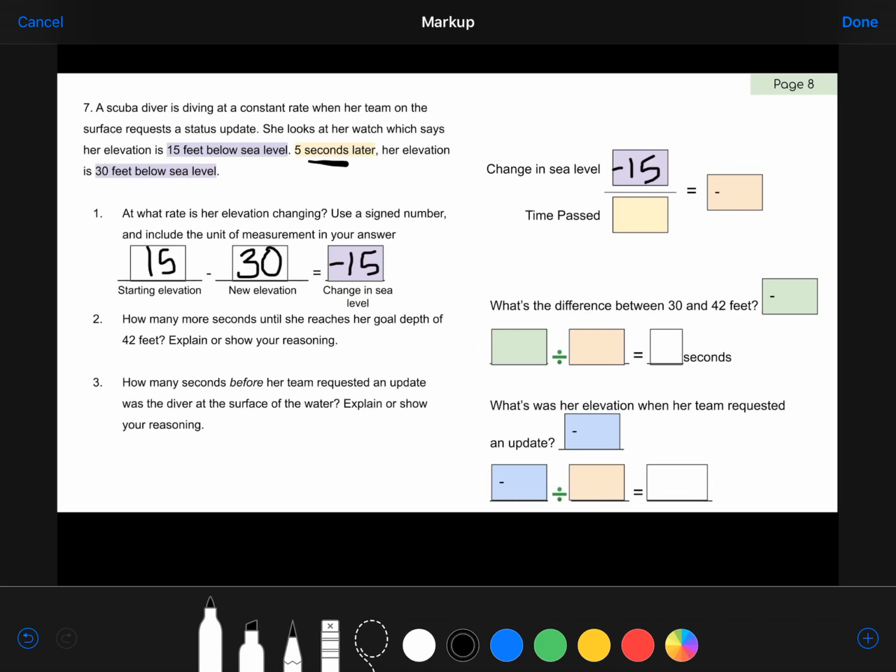The amount of time that has passed is 5 seconds. And we divide negative 15 by 5, it's negative 3 feet. So she's going 3 feet below sea level every second.